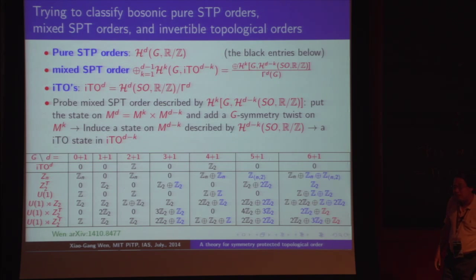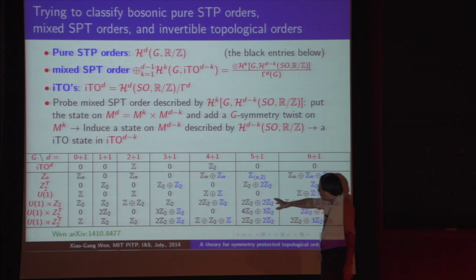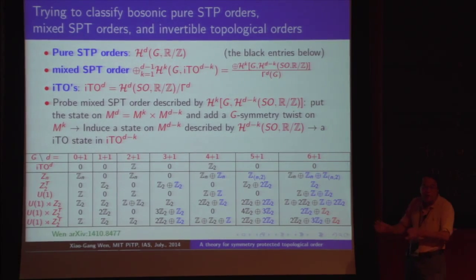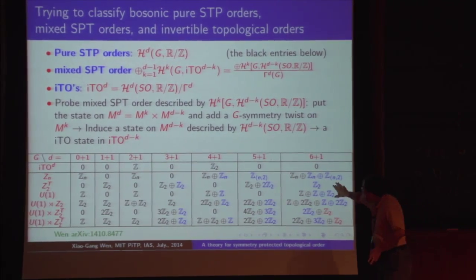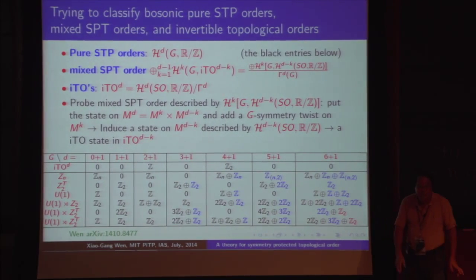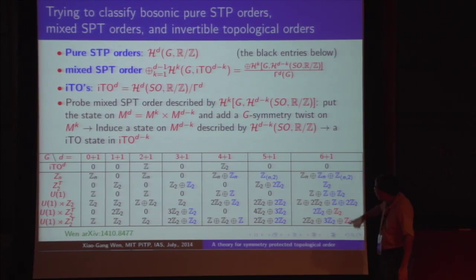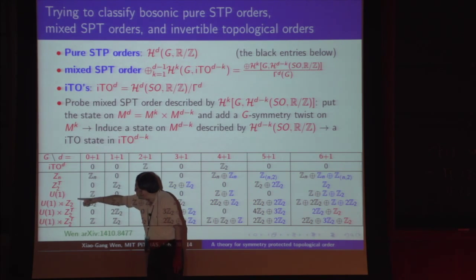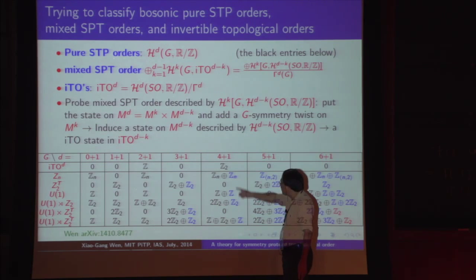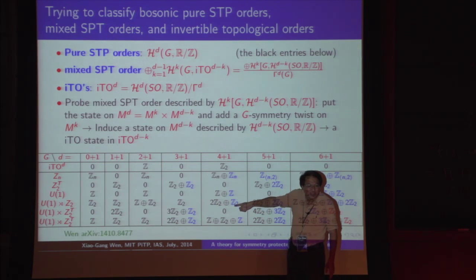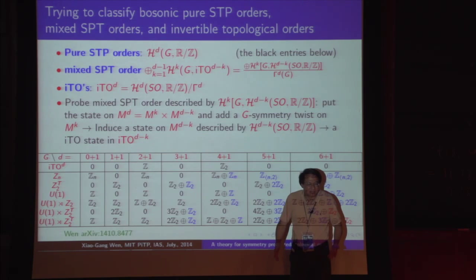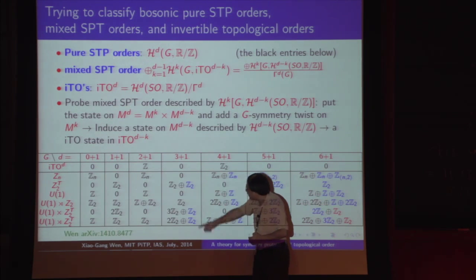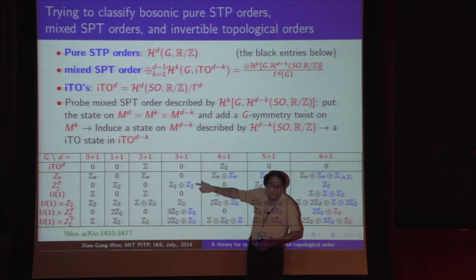And just like Ed said, this black one, group cohomology, is a pure gauge anomaly. The black ones are all pure gauge anomalies. The blue one is a mixed gauge-gravity anomaly. And the red one. So you can see that for unitary groups, the first example appears in 4+1 dimensions. That's pretty high dimension. Only for non-unitary groups, like time reversal symmetry, we have a 3+1 dimensional example.